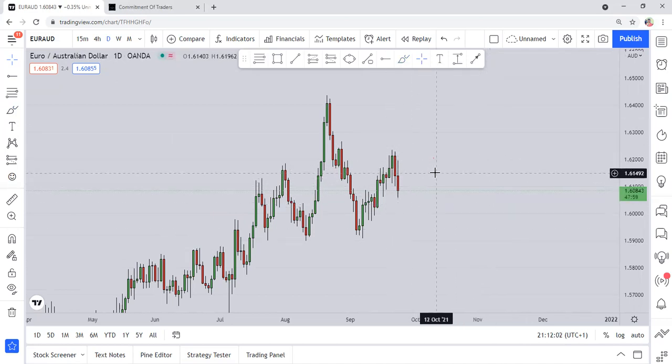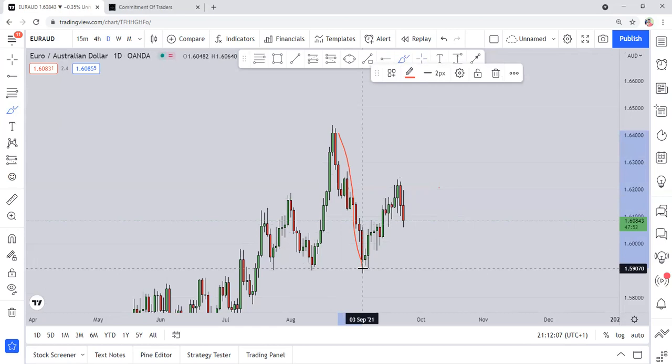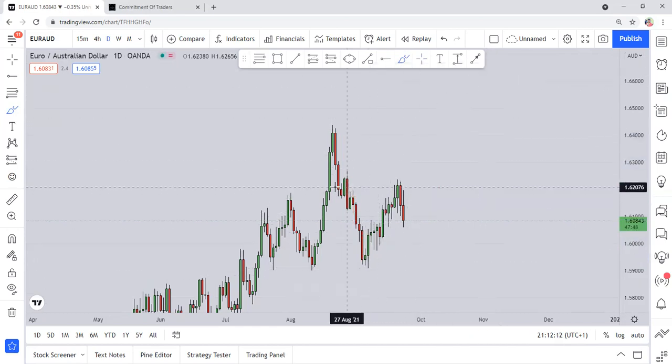This is Euro AUD, and you can see there is an impulsive move. You can see this move to the downside. And usually after an impulse, we usually have a correction. You can decide to measure the correction.